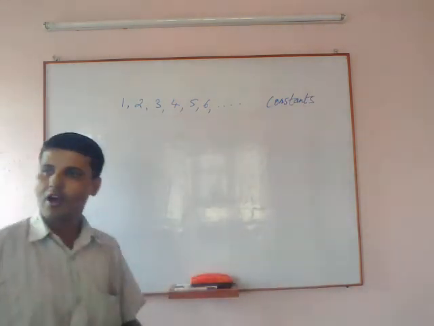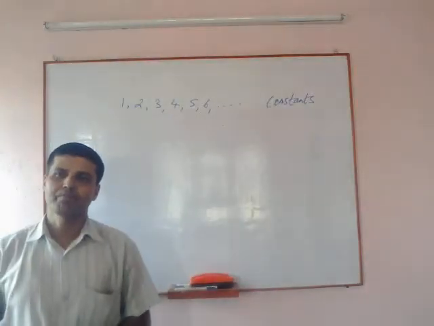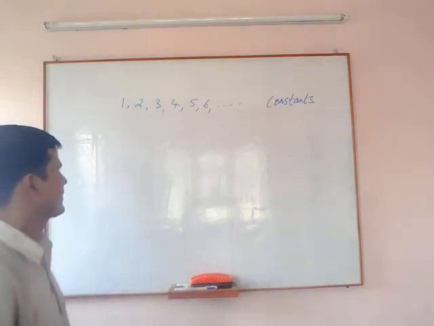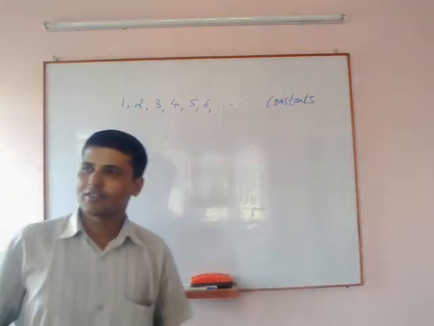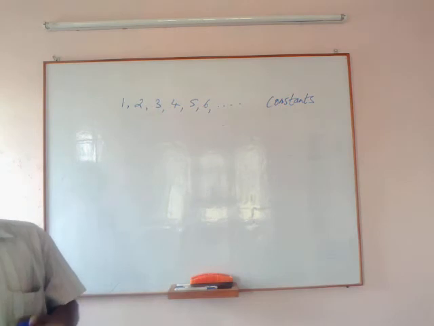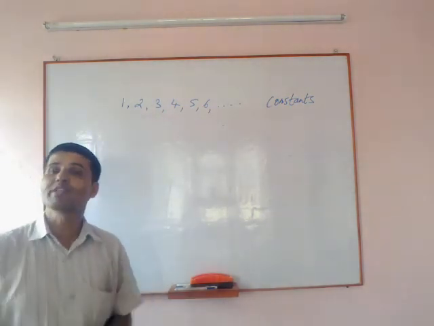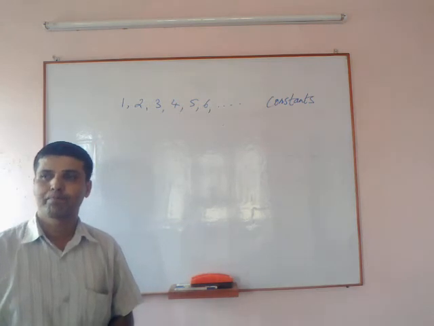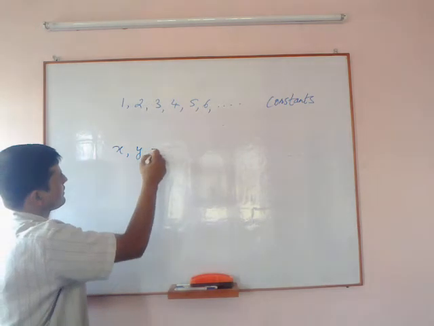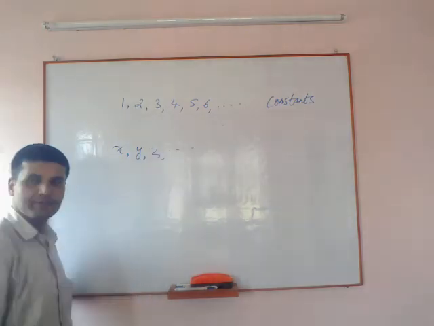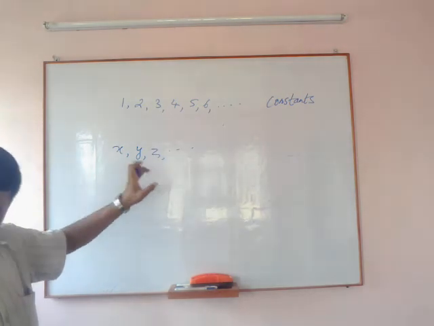So constants are the numbers whose values always remain the same. On the other hand, variables are the letters we use to represent some quantity. Variables such as x, y, z and so on. These letters can represent some values.